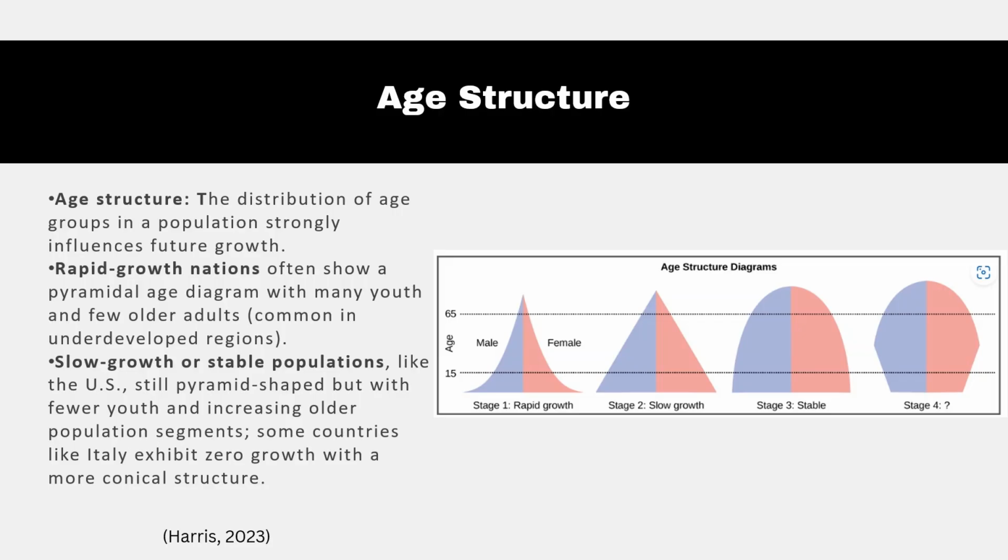A large population of youth means future growth. Even if the birth rates start to drop, more people are entering into those reproductive years. So we can anticipate that in the future, if there's a large youth population, there's a good chance there's going to be population increase.